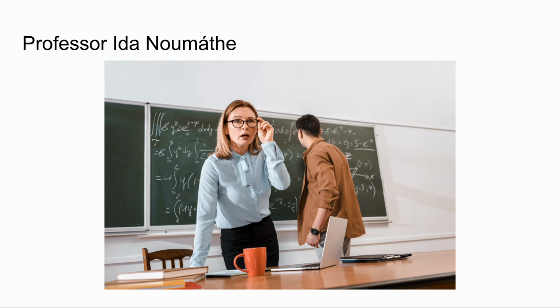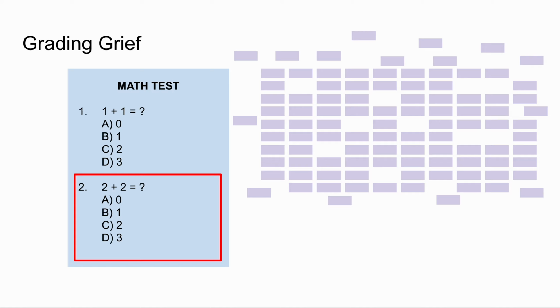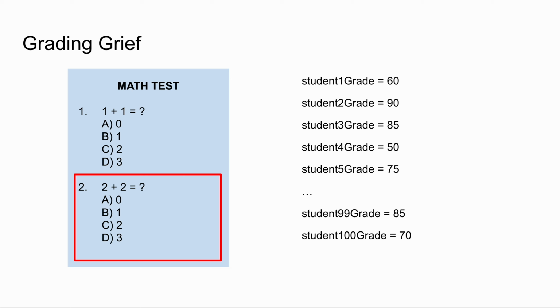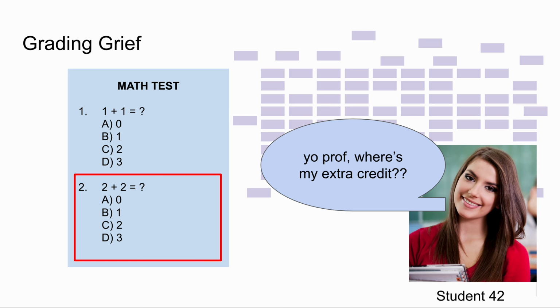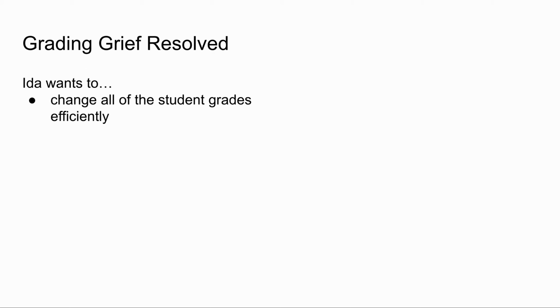Now, let's revisit Professor Ida No Math and her grading troubles. Recall that before, Ida was either sifting through hundreds of student papers or sifting through hundreds of lines of code, neither of which is ideal. Also, student 42 still needs their extra credit. In short, Ida wants to change all of the student grades efficiently and access any particular student's grade with ease. Can you identify and ideate the ideal idea for Ida?